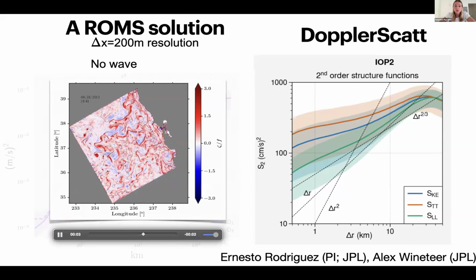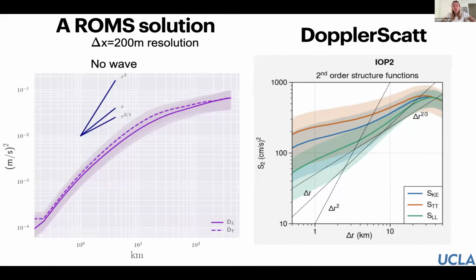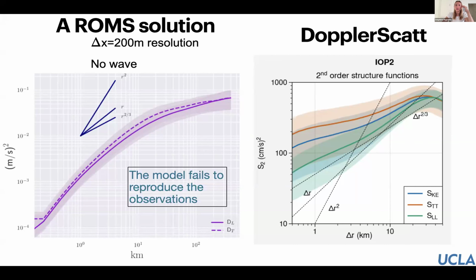But if I compute a structure function to compare directly, this is the type of thing that I get. Something that is way steeper than what Ernesto and Alex have been observing. And that is actually the theoretical expectation of just turbulence theory. But it means that we are not reproducing observations in that case. And so the question is why?